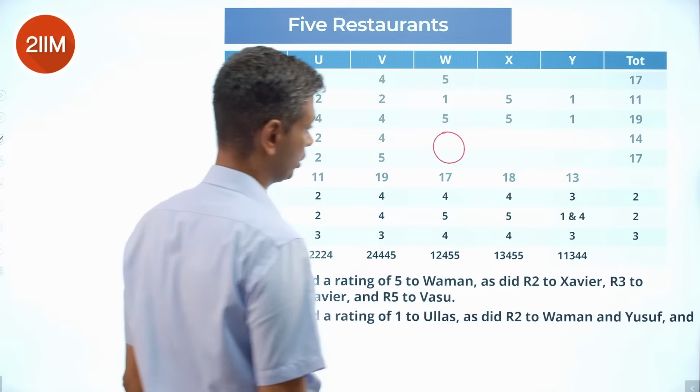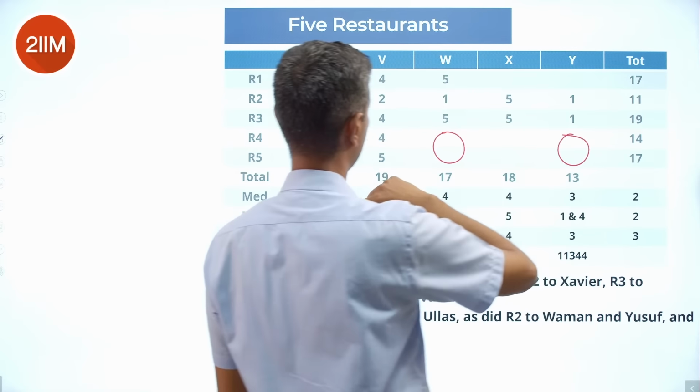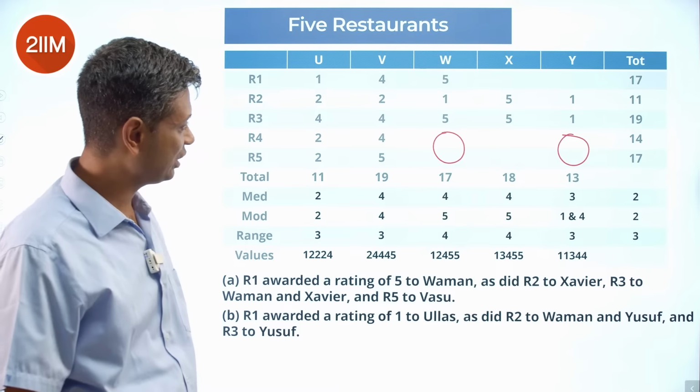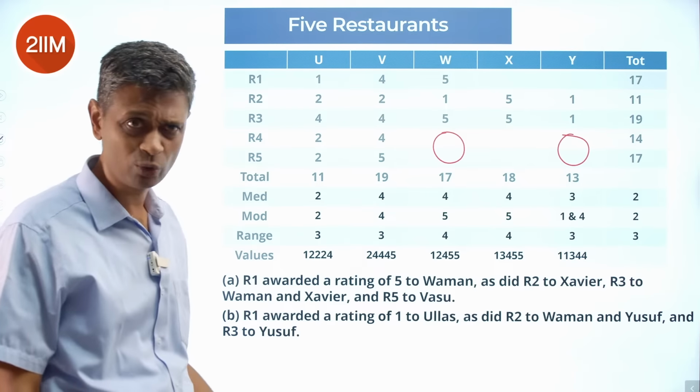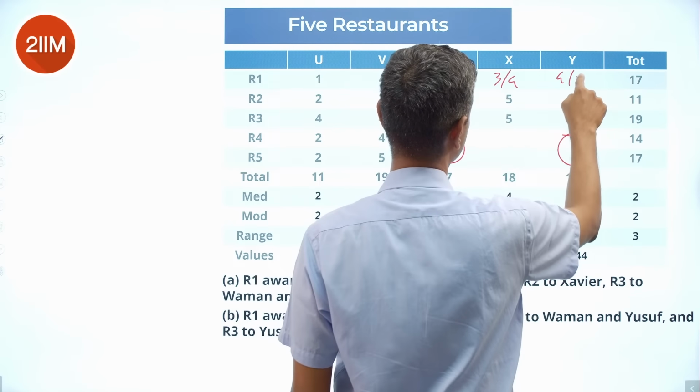One, three, four here. 344 here. Oopsie. Still not easy. 1 + 4 + 5 = 10. We have 17 totally. Only 3s and 4s are there. This is a 3/4. This is a 4/3.